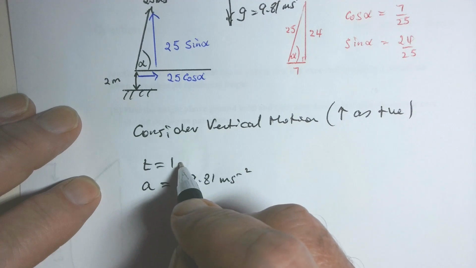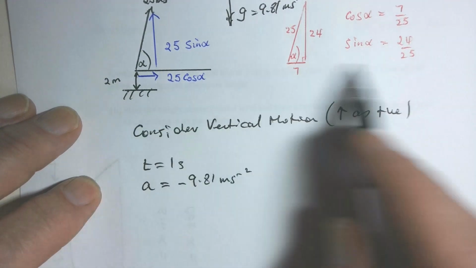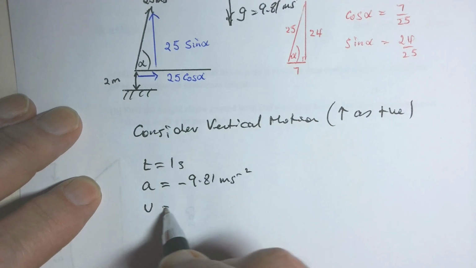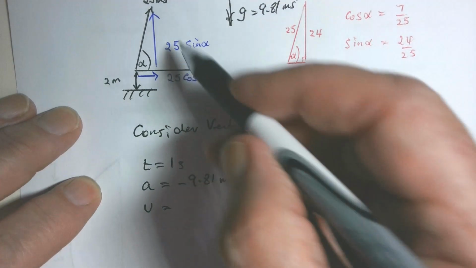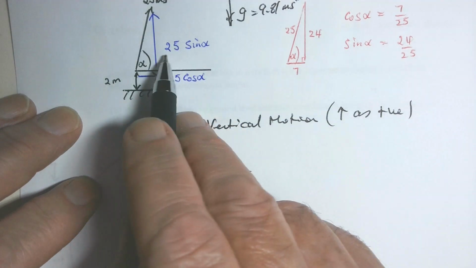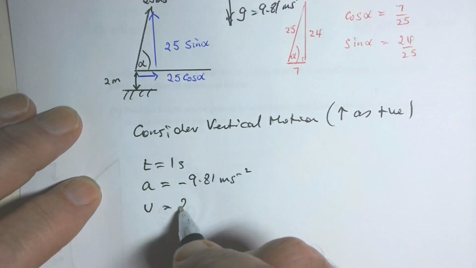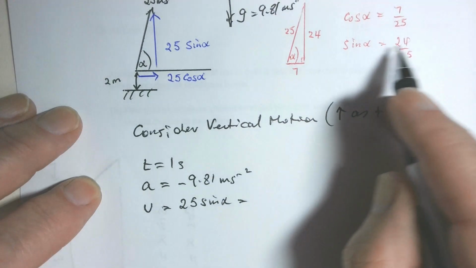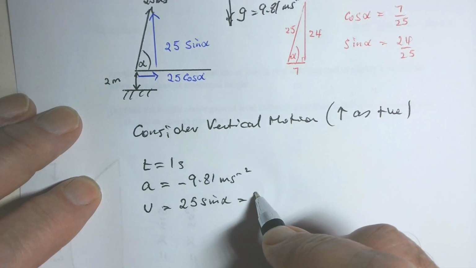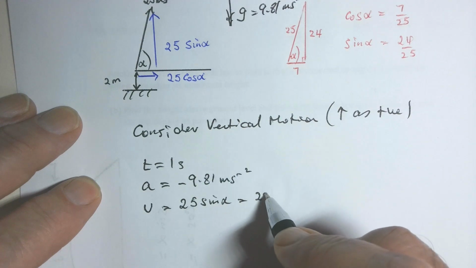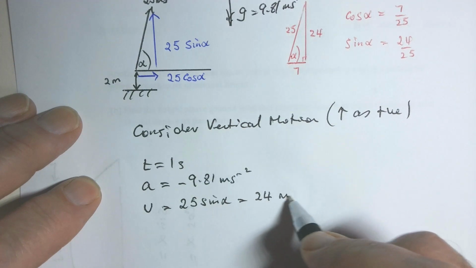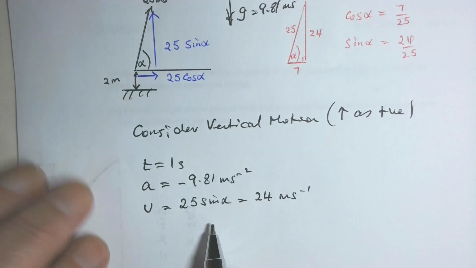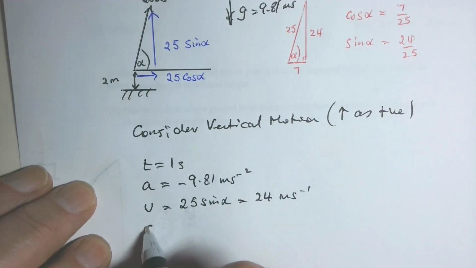We know the time is 1 second. We know our initial upward velocity, so u is going to be 25 sine alpha. Plugging in sine alpha as 24 over 25, we get the value of 24 meters per second. And we want to know s.